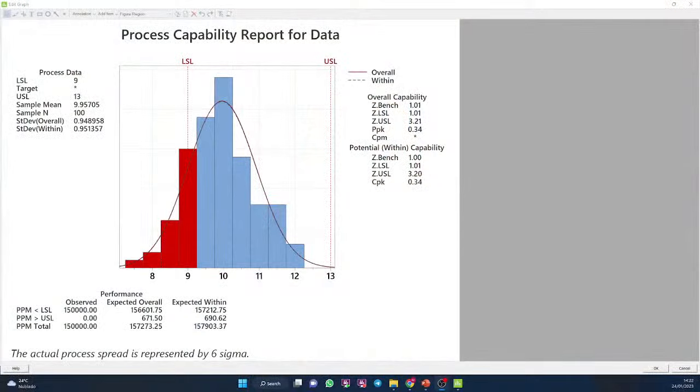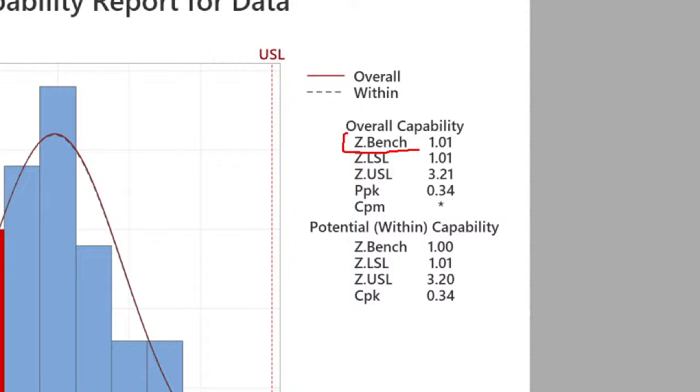So the beauty of a good capability analysis is that you can check not only central location, but also spread and everything in relation to the specification limits. That's the beauty of process capability analysis. You can check the sigma level, Z-bench, and this process is one sigma. It is not six sigma, not four sigma, not three sigma. It is one sigma, and one sigma is terrible.